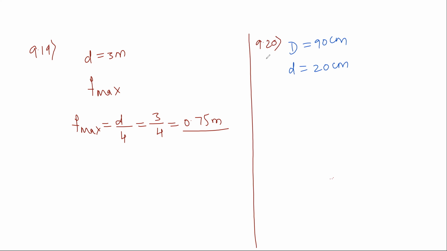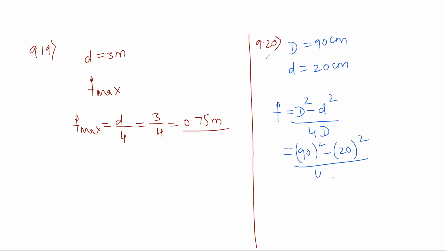The relation between small d and capital D is given by F is equal to D square minus small d square divided by 4 into D. So D value 90 square minus small d value 20 square, divided by 4 into D value 90. So after simplification we are getting 7700 divided by 360, so we are getting 21.39 centimeter. Focal length of the convex lens is equal to 21.39.